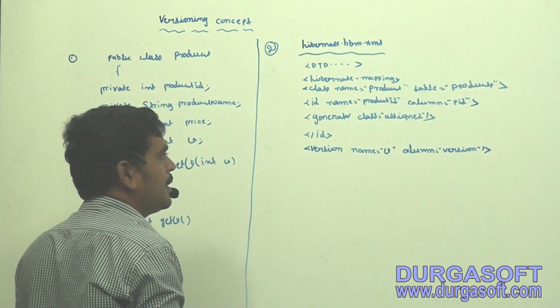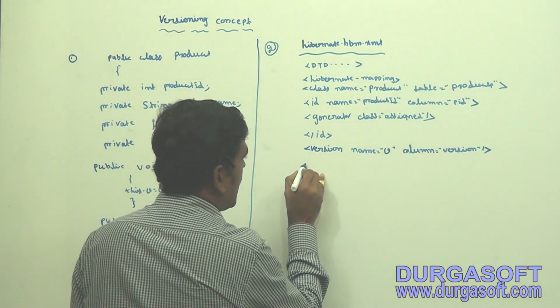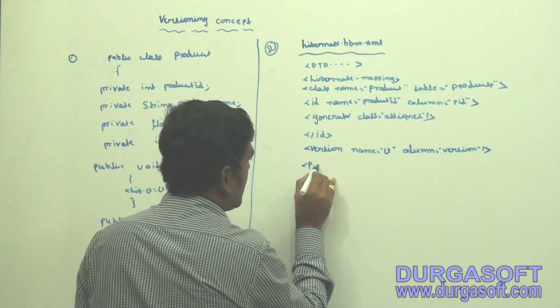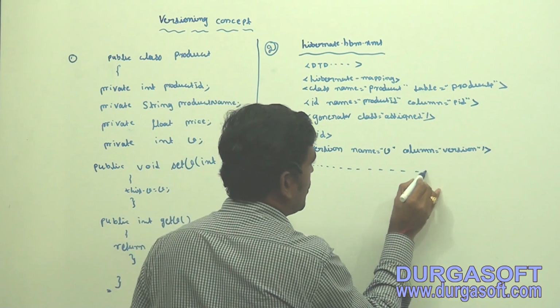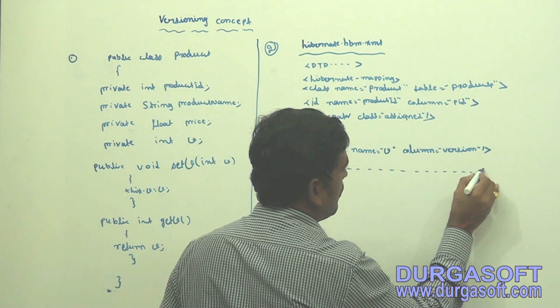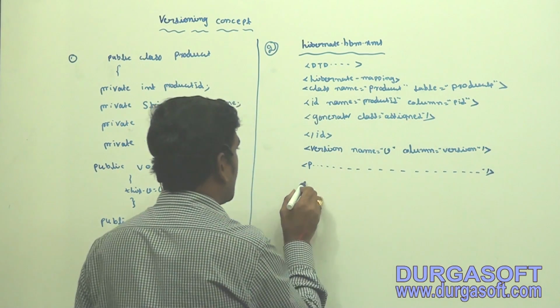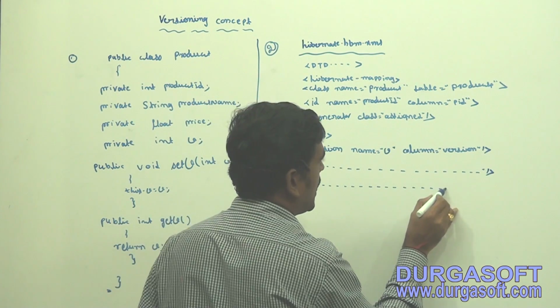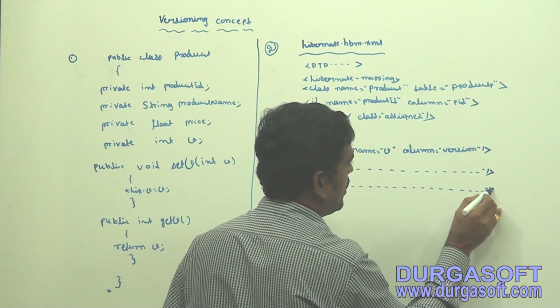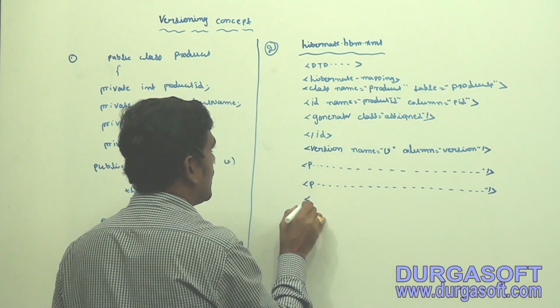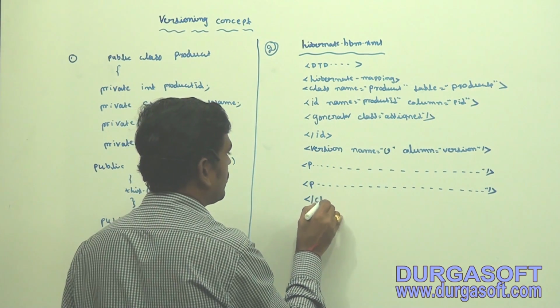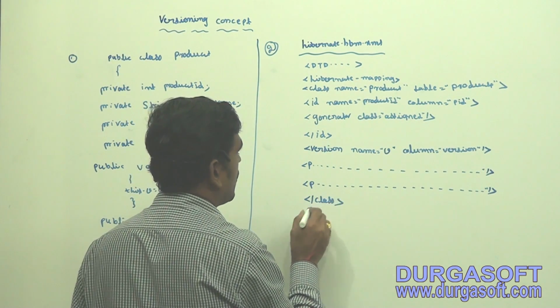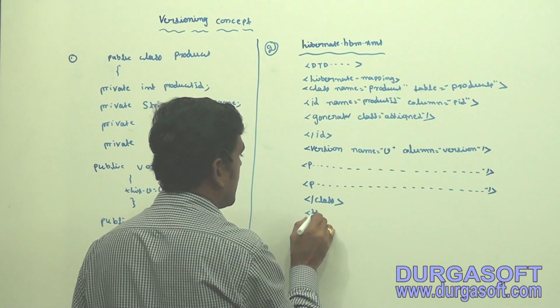Then next, after that, we configure the remaining non-primary keys. Property name is equal to productName and column is equal to pname. Property name is equal to price, column is equal to price. Then close the class. Then close the hibernate-mapping.